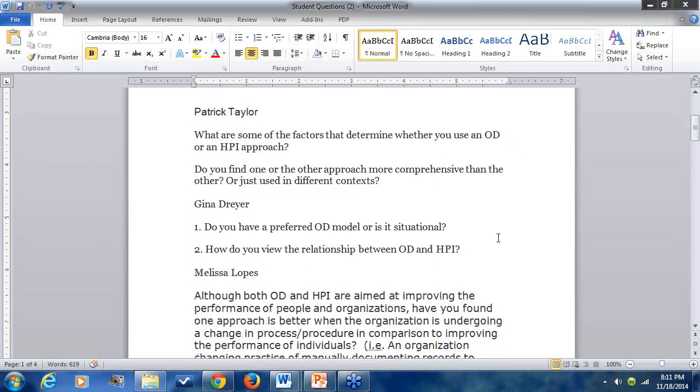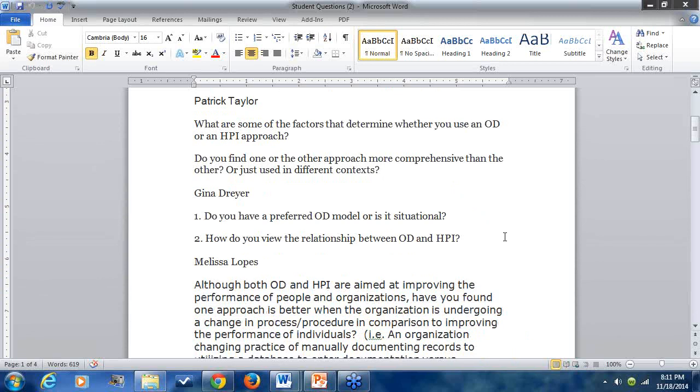Okay, do you have a preferred OD model, or is it situational? I think I've answered a little bit of that, but it's situational in the sense that it depends on how comprehensive the change is. The OD model that I generally start with, that I carry around in my head, is the APIE: Assessment, Plan, Implement, Evaluate. And then underneath that, in the assessment phase, is where all those various other models that we talked about fit for me.